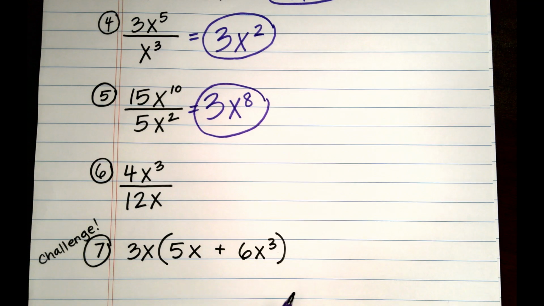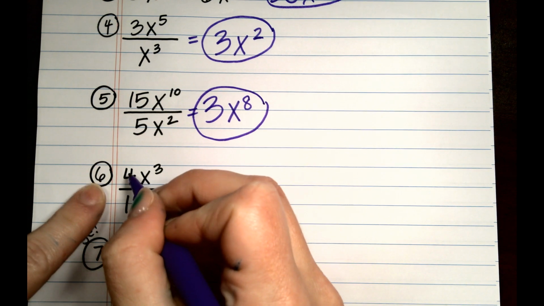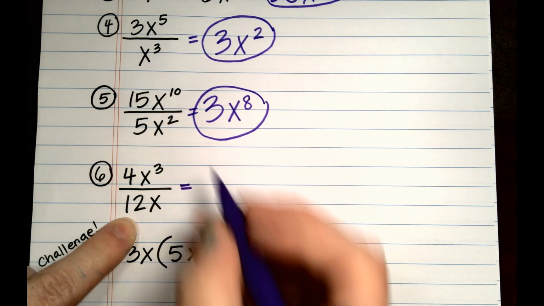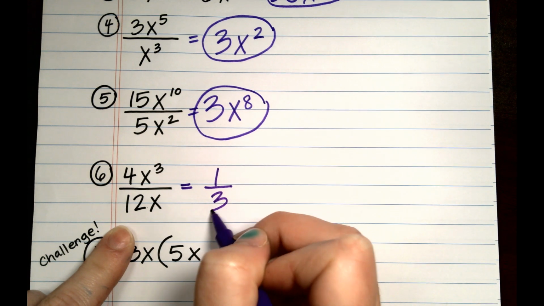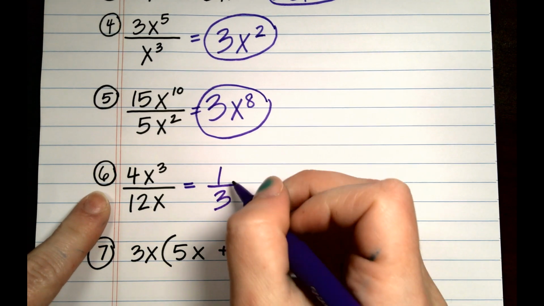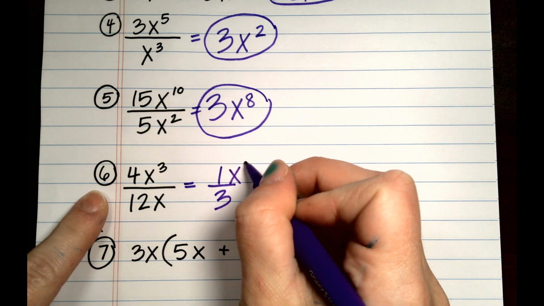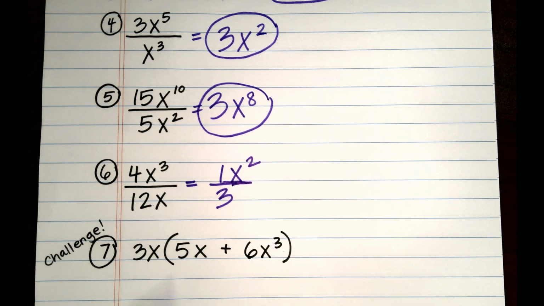Okay. Number 6. Yes. 4 over 12 can be simplified to 1 over 3. And then our x's be 1x to the 2nd power. Now, this one was a little tricky. Okay. So let's walk through this one.